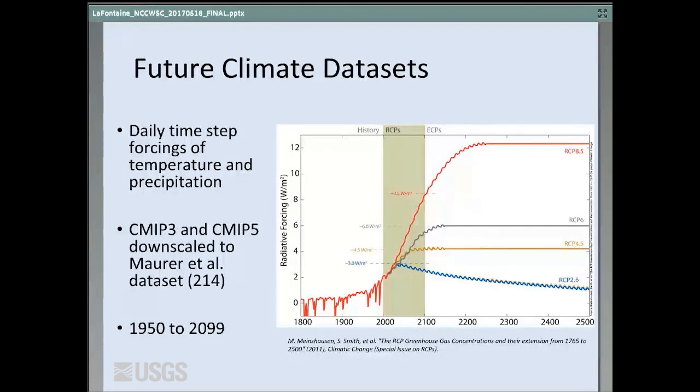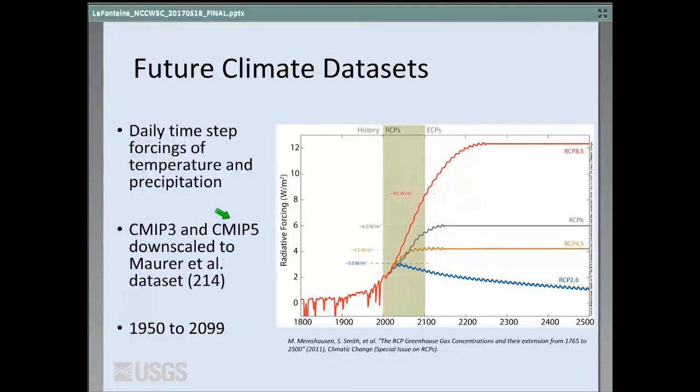For the future climate data sets, we focused on both CMIP3 and CMIP5. Some of the results that I'll show today for the monthly water balance model are a combination of both, and then for the daily model, there are some CMIP5 results. These are daily time step, with 1950 to 2005 as a training period, or the historical period, and they were statistically downscaled from the general circulation models to the Maurer data, so that we could then use them as input to our hydrologic models.